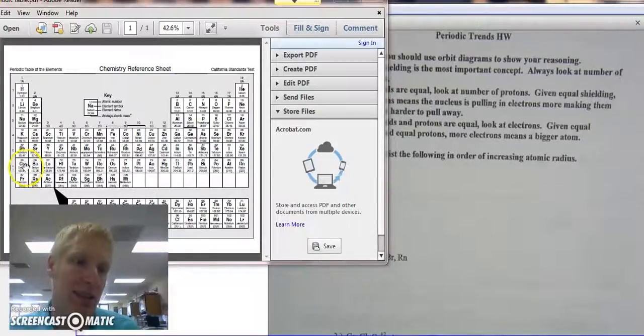So if you're looking at cesium versus francium, francium is bigger. If you're looking at radium versus francium, francium is bigger. If you're looking at barium versus francium, francium is bigger. But why don't we do some examples that may not be as obvious, some tricksters.